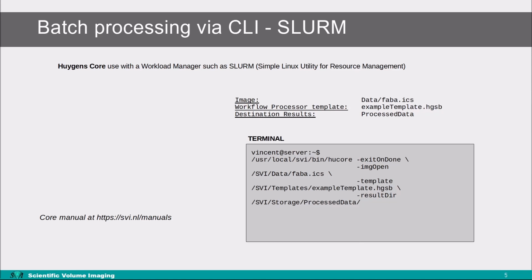So now just an example. Suppose we have the image faba.ics, a pre-made template from the workflow processor with all the included tasks that we like to execute, and a destination. With this information, we can execute any workflow processor task via the command line interface by just typing the command as shown here in this terminal window.